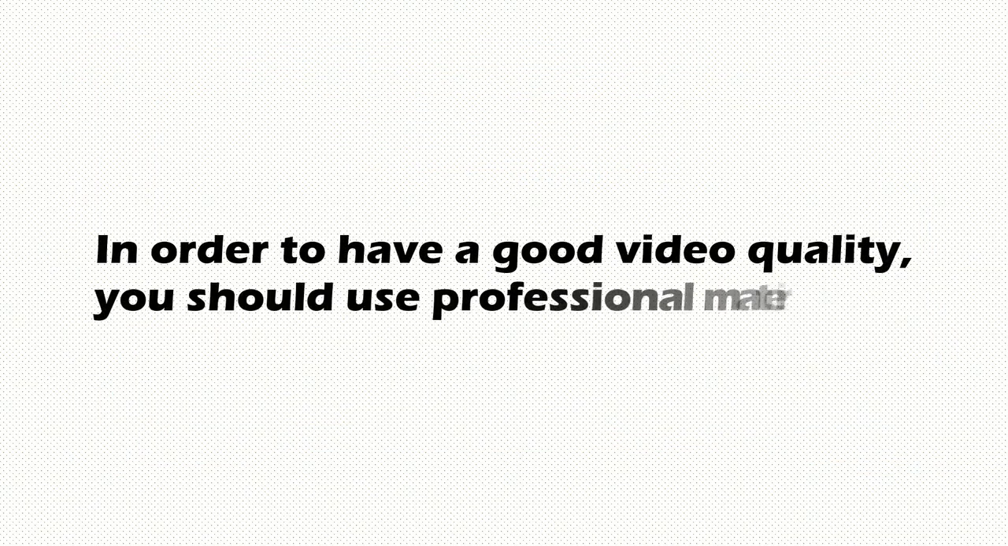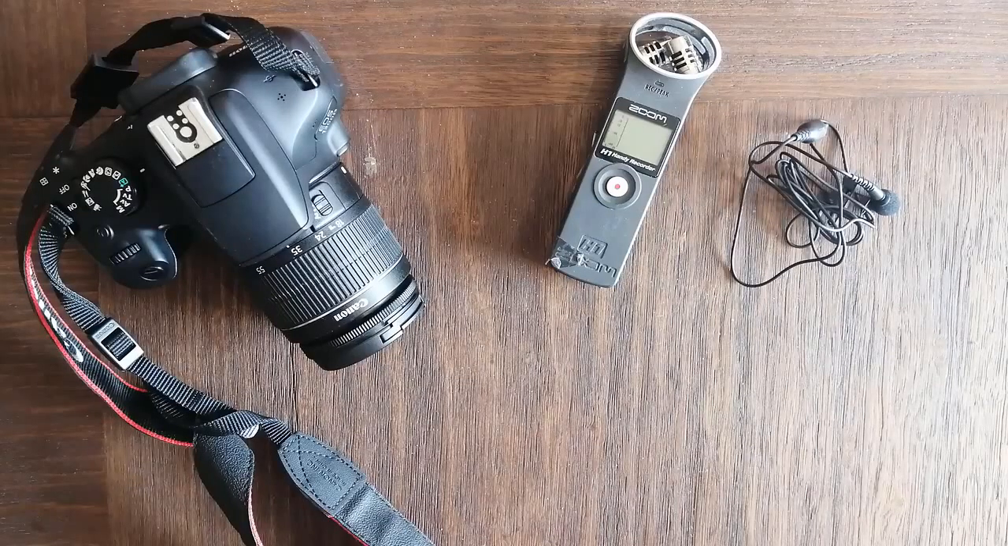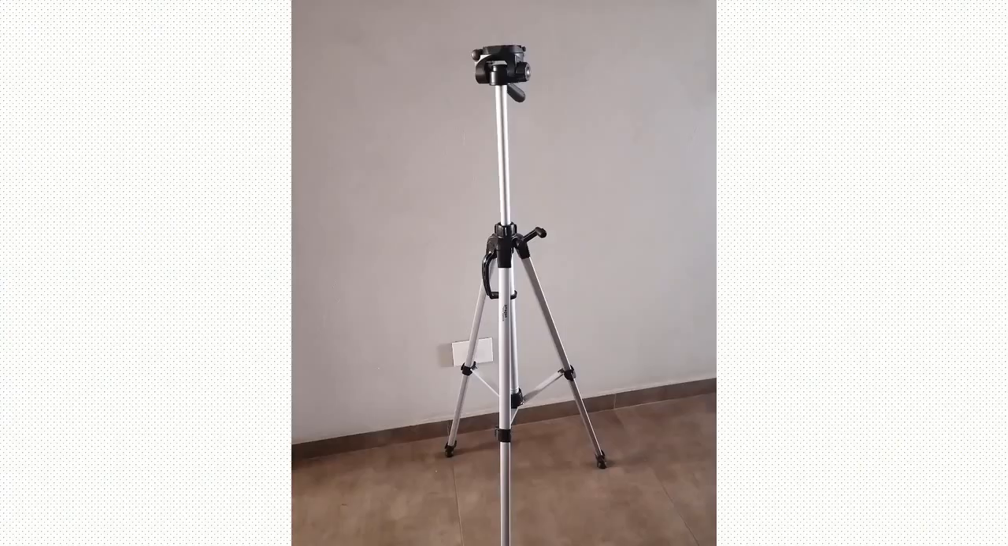So in order to shoot your video and in order to have a good quality for your video and for your sound, I recommend you to use professional materials. Here are the materials I use to shoot my videos. You need a professional camera, a microphone, a voice recorder, a camera stand, and an editing software.